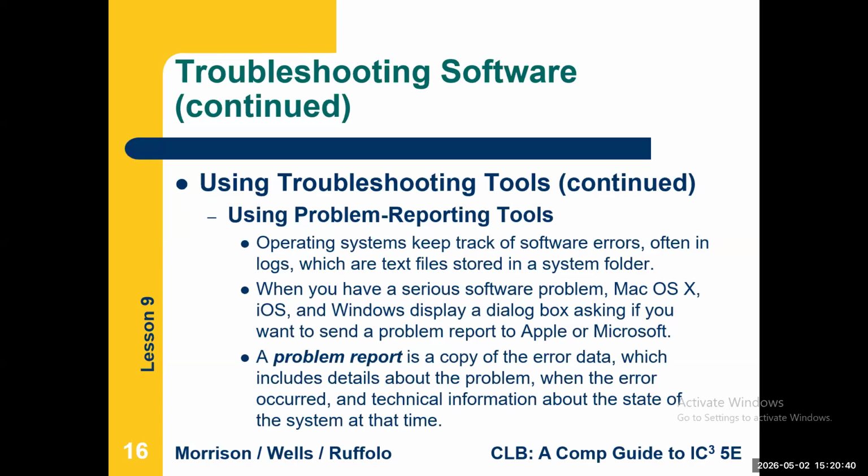So these are stored in the system folder. Anytime there's any issue, your Windows or your operating system goes into that particular dialog box and tries to see whether there is any problem that has ever happened before. So usually a problem report will be generated. A problem report is just a copy of the error data, which usually includes the details about the problem, when that error occurred, and the technical information about the state of the system at the time that error happened. All of these things will be kept in the system folder by the operating system.